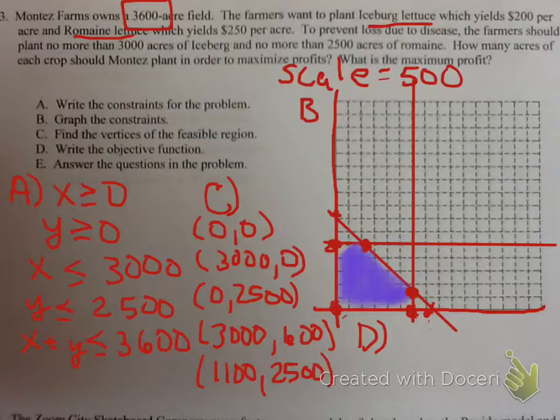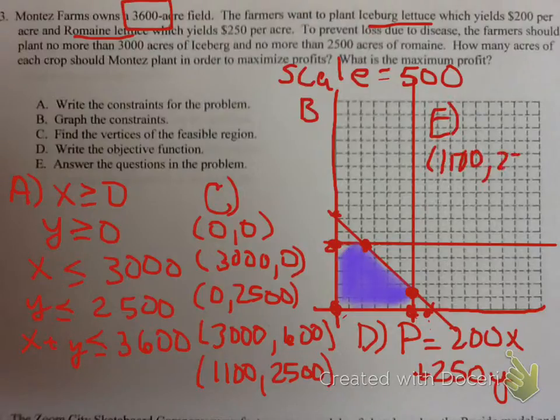200. Okay, so P equals 200X plus 250Y. So P is equal to 200X plus 250Y. Should be 1,100, 2,500, which gives you a bigger answer of $845,000 because that is a lot bigger than the 3,600. 3,600 only gives me an answer of $750,000.